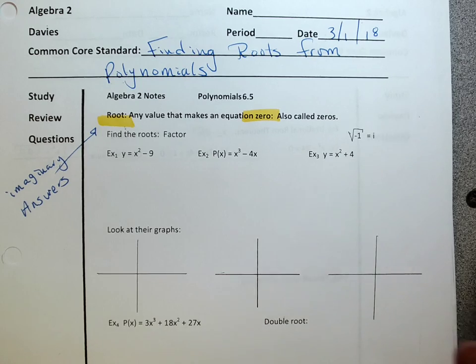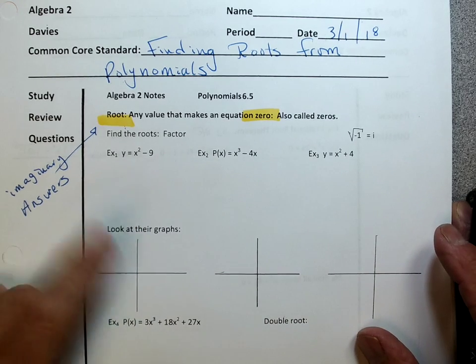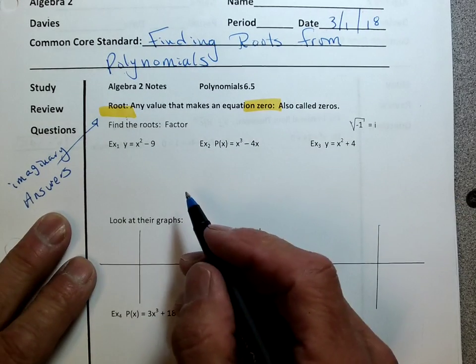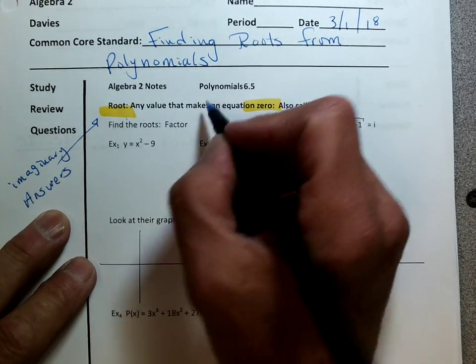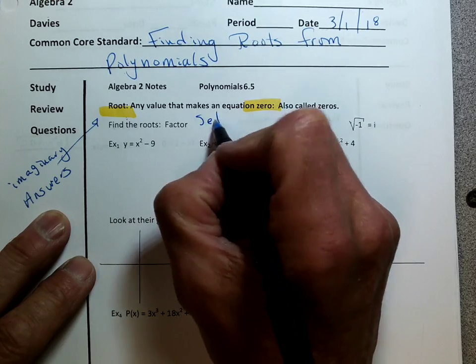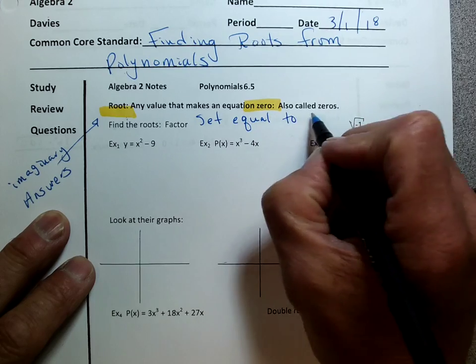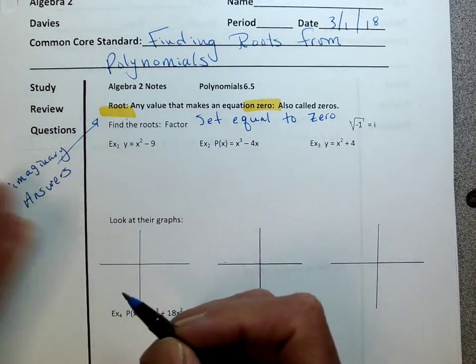So we take a look at the first one, and it says find the roots, this is factor, and then we'll also look at the graph. So if you want to find roots or zeros, we're going to first set it equal to 0, and then we'll solve, all right?